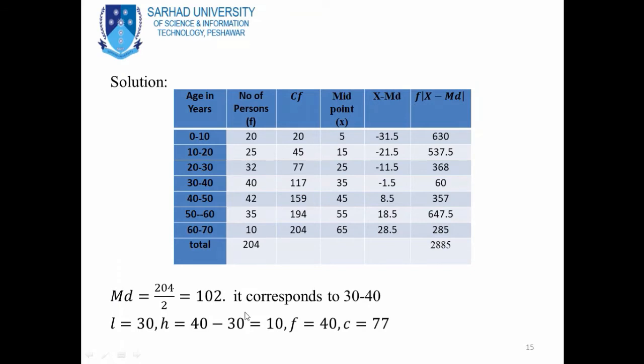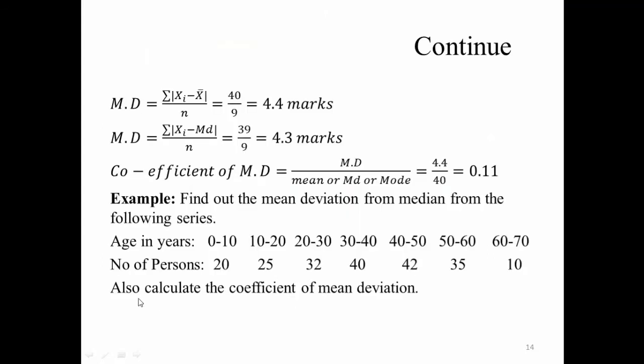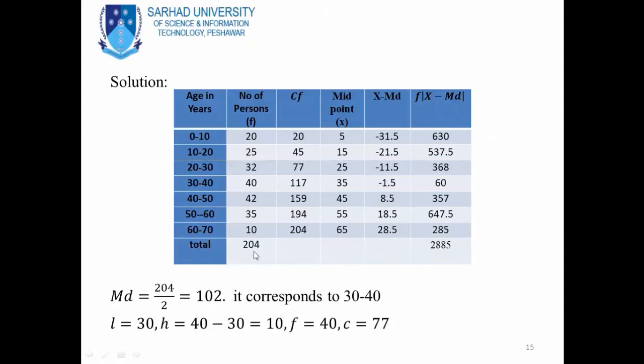Now since we need the mean deviation according to the median, first of all find the median. In this data the total number of terms is 204. 204 is even, so n divided by 2, the median position is 102, and 102 lies in this cumulative frequency group. So the median lies in this class. The class size of each class is 10. The frequency for this class is 40, and the cumulative frequency for this class is 77.